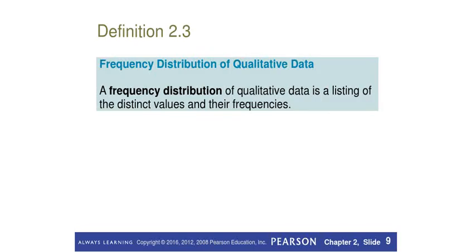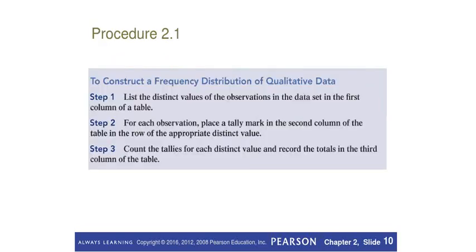And the very first organizational technique we talk about is called a frequency distribution. And a frequency distribution of qualitative data is basically a listing of the distinct values and their frequencies that occur. So when we talk about frequency distributions, we mean that we're counting how frequently a piece of data occurs. If we were to count, for all of the students in this class, their hair colors, we would be getting the frequency distribution of that hair color.